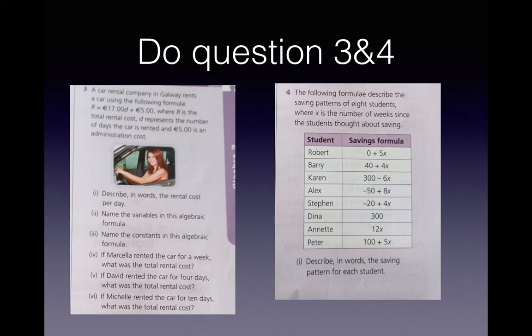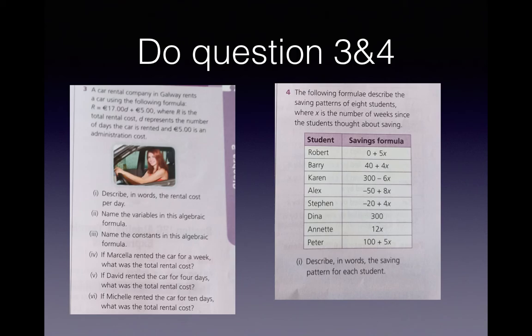The number next to the x will tell you how much they're putting in per week. So for Robert, he's putting in €5 per week. For Barry, €4 per week. And if we jump down to Annette, 12x means Annette is putting in €12 every week.